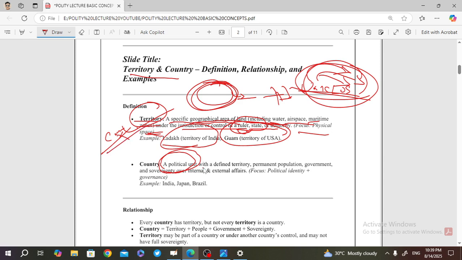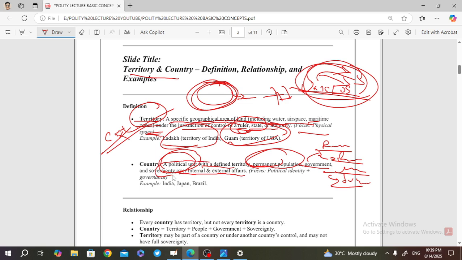A country has a defined territory and a permanent population. In Greenland, no population lives here; it is a barren island. A country has a permanent population and a government. Government means rule of law exists here, rule of order, law and orders exist here, and various dispute resolution mechanisms. It has government and sovereignty over internal and external affairs.